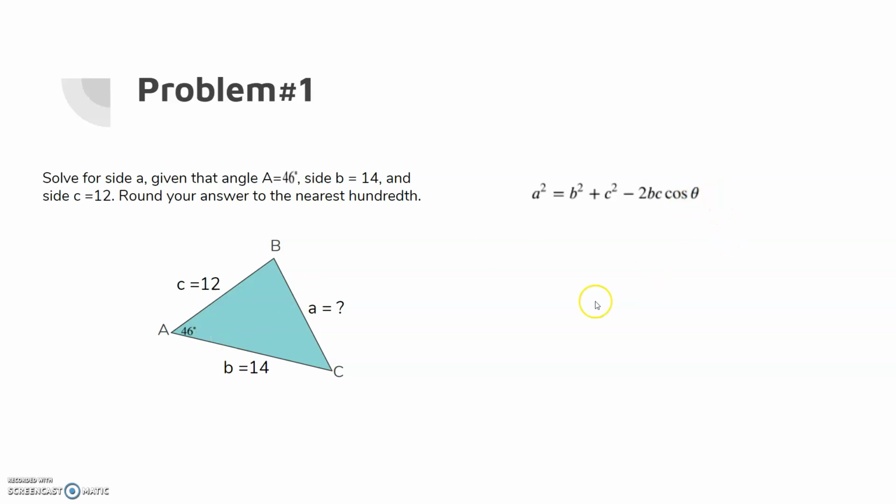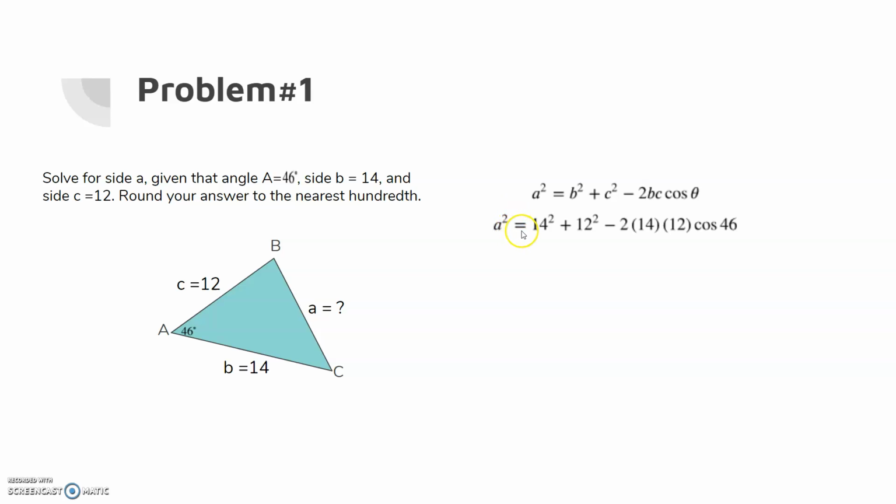So theta is the angle directly across from the side that you're asked to find. In this case it's 46. And as a reminder, these are interchangeable according to what side you're trying to find. So here we're asked to find side A, so we don't have to change anything here. We can just plug in the numbers to the formula.